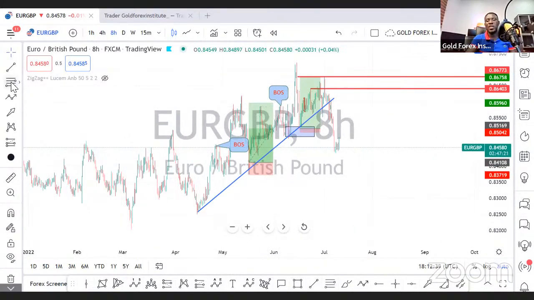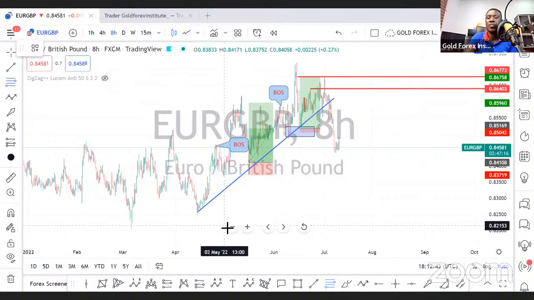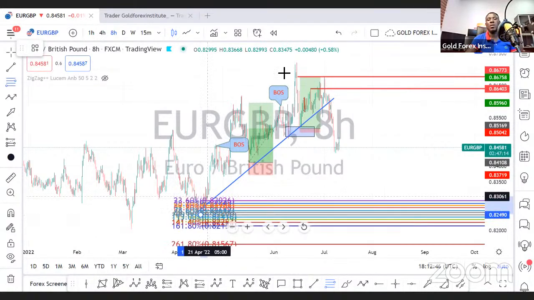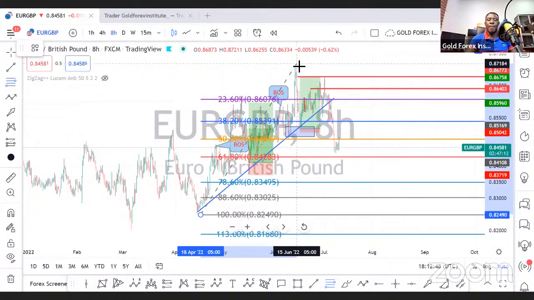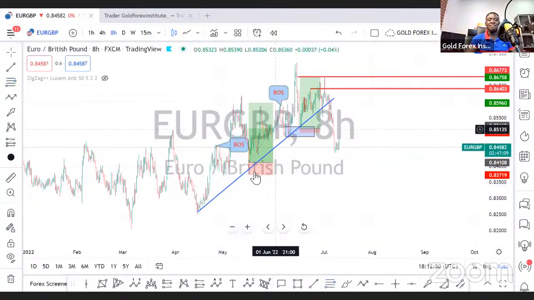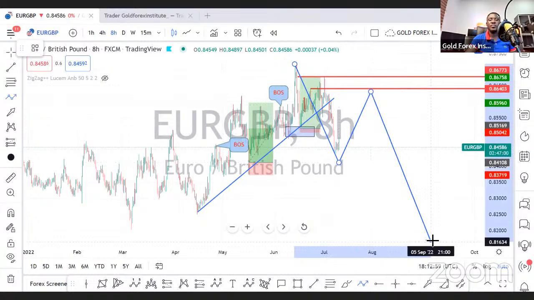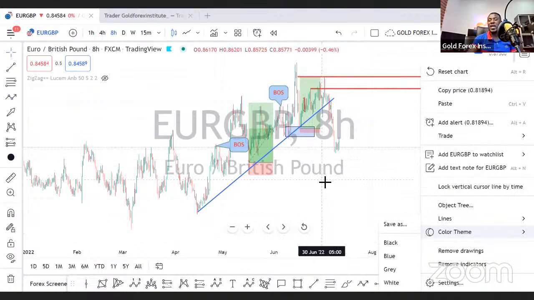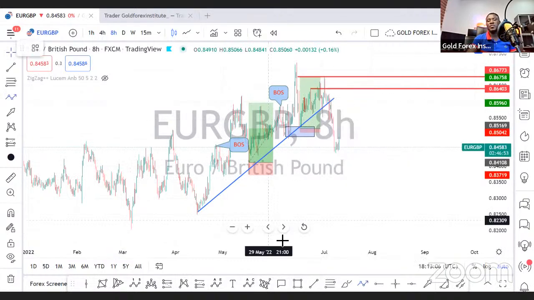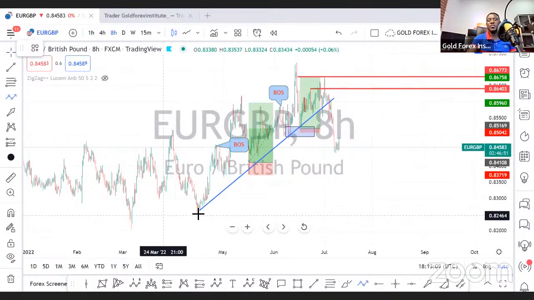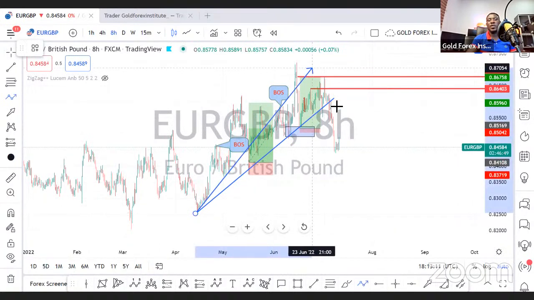So let me draw this. We might expect something like this. Okay. Then it will go down, right? So look for an M shape. Okay.